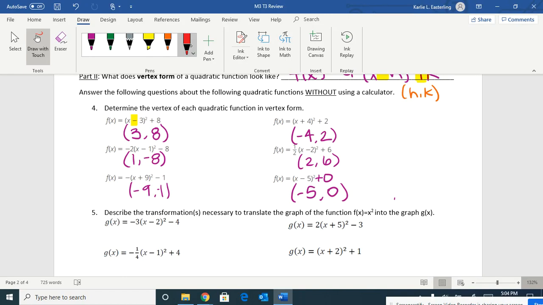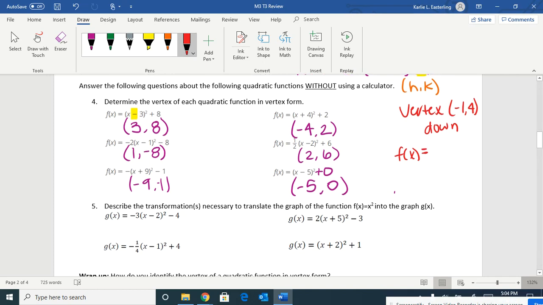So say I gave you that your vertex is negative 1, 4, and your parabola opens down. And that's all you're going to do. So you're just going to write f of x equals, and if the parabola opens down, we know that we need a negative a value. So you can write any value that you want. I'm probably going to put negative 2 times x plus 1, because we got to do opposite because we're on the inside, squared plus 4. So that's all you have to do. You can pick any value for your a value just as long as you keep that negative because we are opening down.